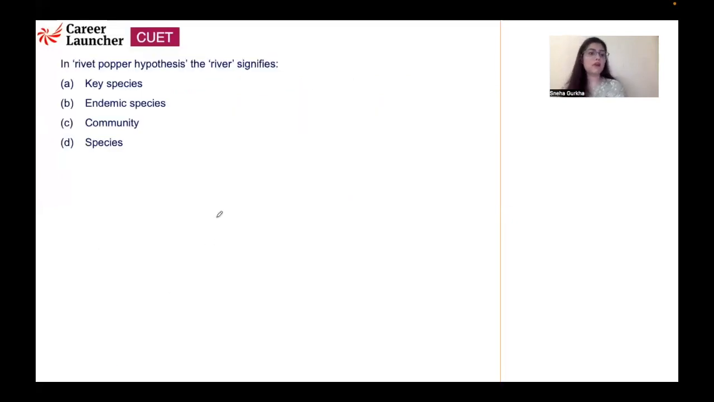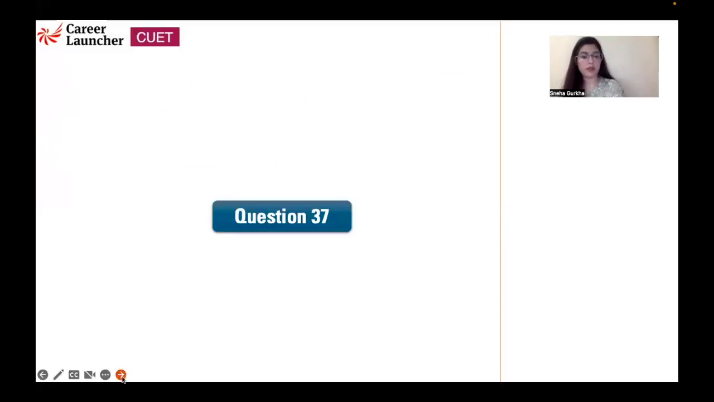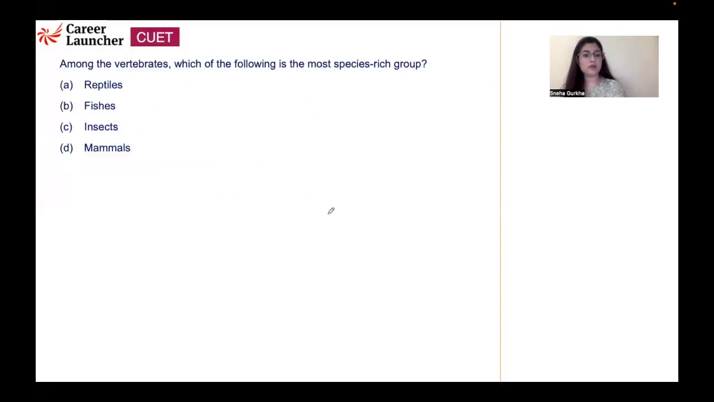Next, in the rivet popper hypothesis, the rivet signifies species. Next, the scientist who proved that species richness directly correlates with the stability of the community was David Tilman, option B. Next, among the vertebrates, which of the following is the most species-rich group? B, fishes.